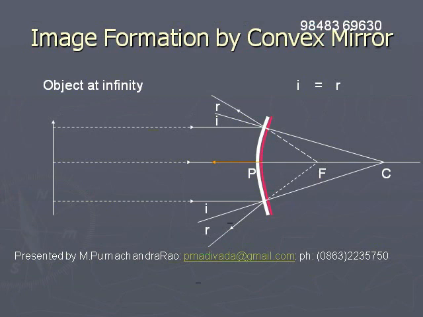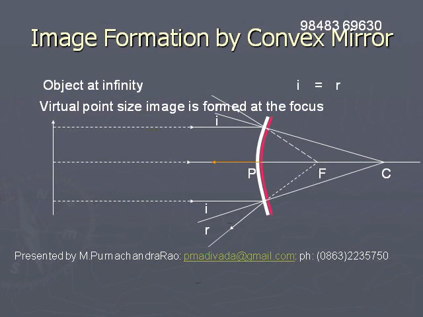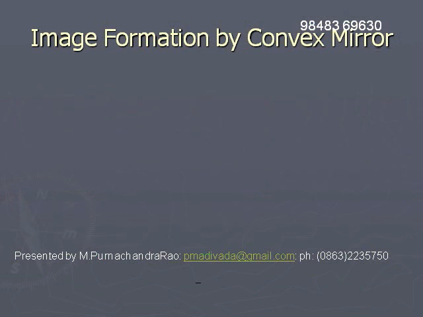So the image of a distant object, an object placed at infinity, is formed at the focus. It is virtual, erect and point size image. Now consider the case of an object at a finite distance. The second figure indicates the object at finite distance. The object is indicated by the arrow AB.